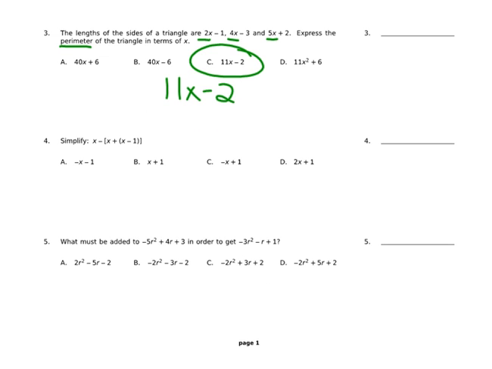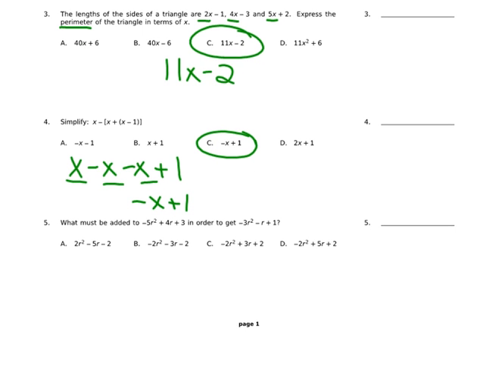Simplifying, I'm going to go through and multiply by my negative because I noticed there's a positive here. So I'm going to have minus x plus 1. Put my x's together. X minus x cancels, so we're left with negative x plus 1, choice C.